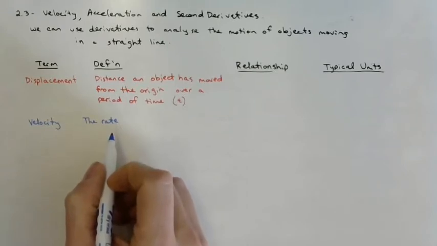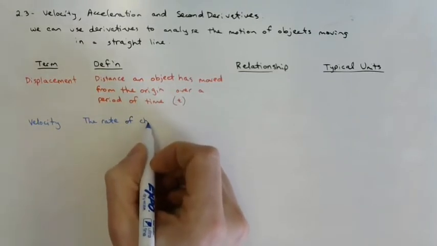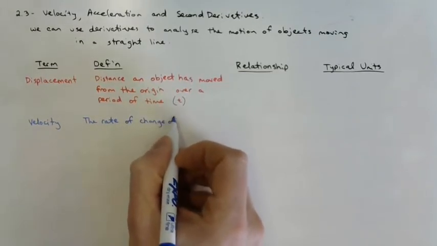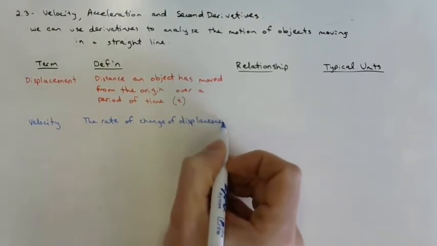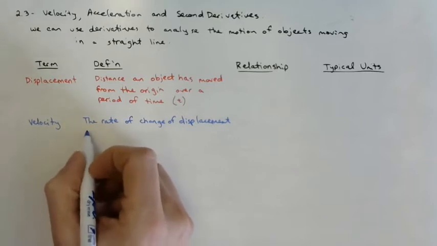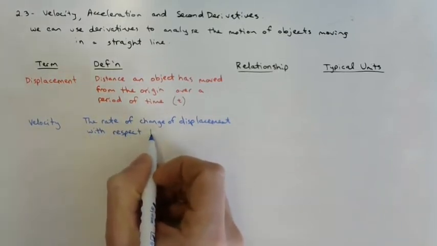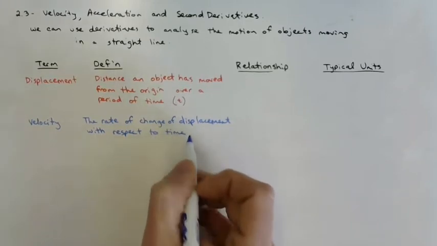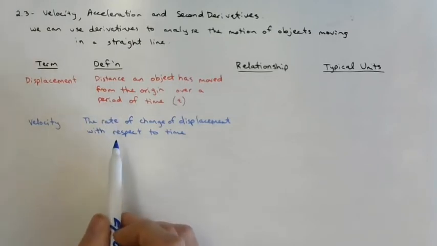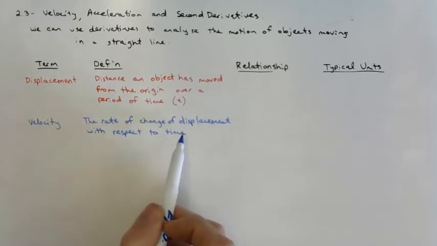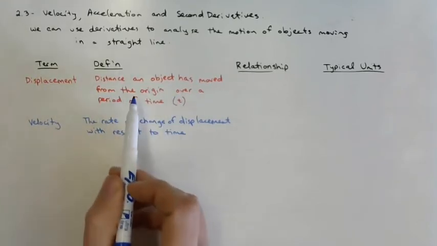Velocity is the rate of change of displacement with respect to time. Okay, so we have displacement, it's just a measurement of the distance traveled. Then we have velocity, which is the rate of change of displacement. So really it's the speed at which you are displacing something.